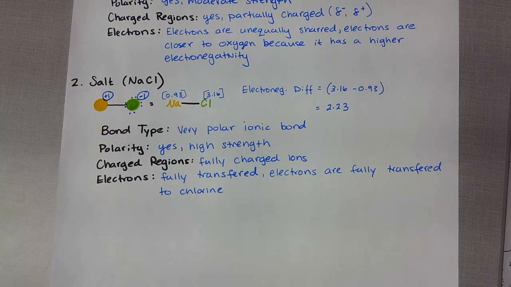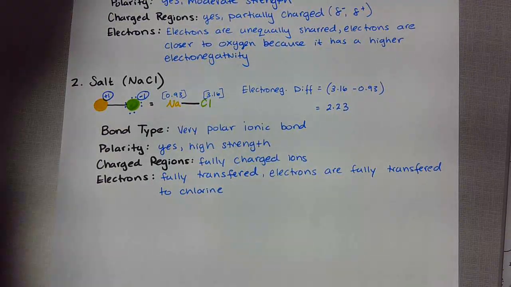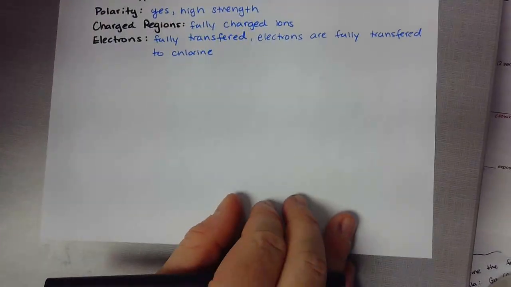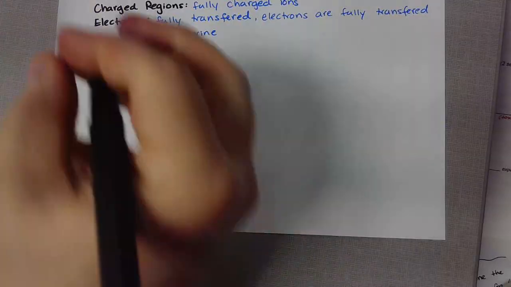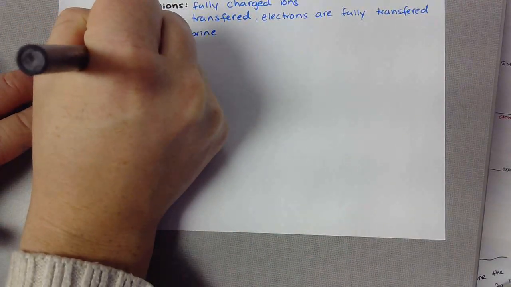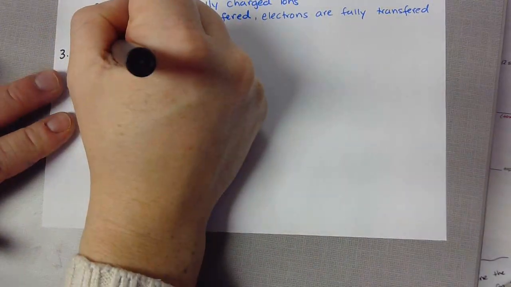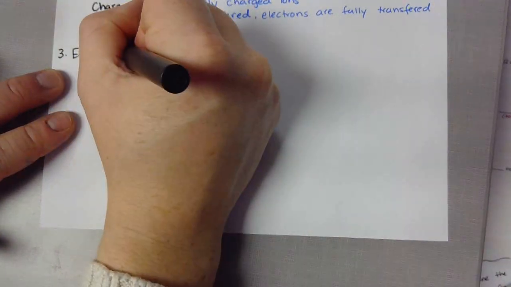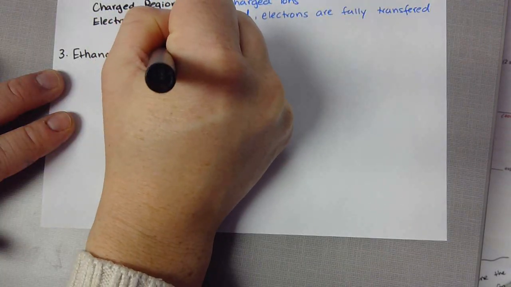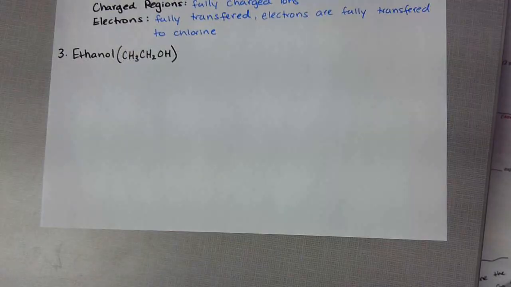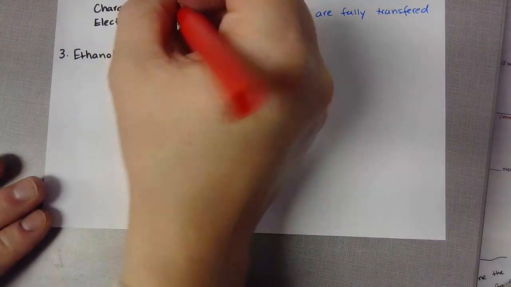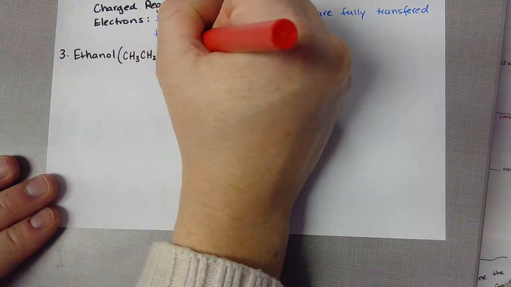Third and final substance, and it's third for a reason. It's a little bit trickier. Ethanol. Let's see. Try not to make it crooked for you. Ethanol is going to have a weird formula. CH3CH2OH. And unfortunately, I mistyped this formula in your homework. So this is the correct formula.